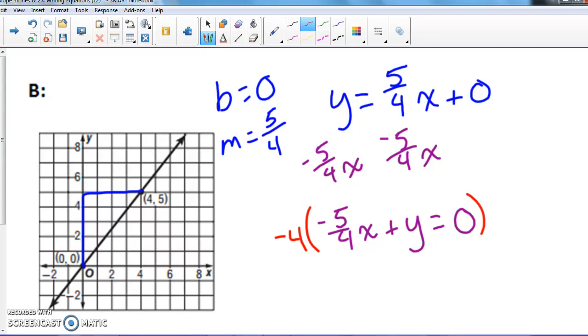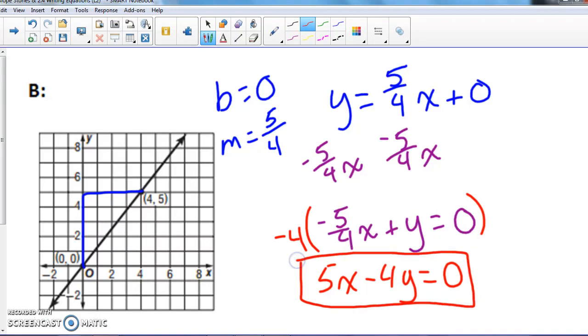Now, as we go through, we should see that's going to accomplish two things for us. It's going to get rid of the negative in front of x, but it's also going to clear the fraction. So again, if I want to multiply by negative 4, I have to multiply everything in the equation. So negative 4 times negative 5/4 x gives me a positive 5x. Negative 4 times y gives me a negative 4y. And then negative 4 times 0 is still just 0. And this is my equation in standard form.